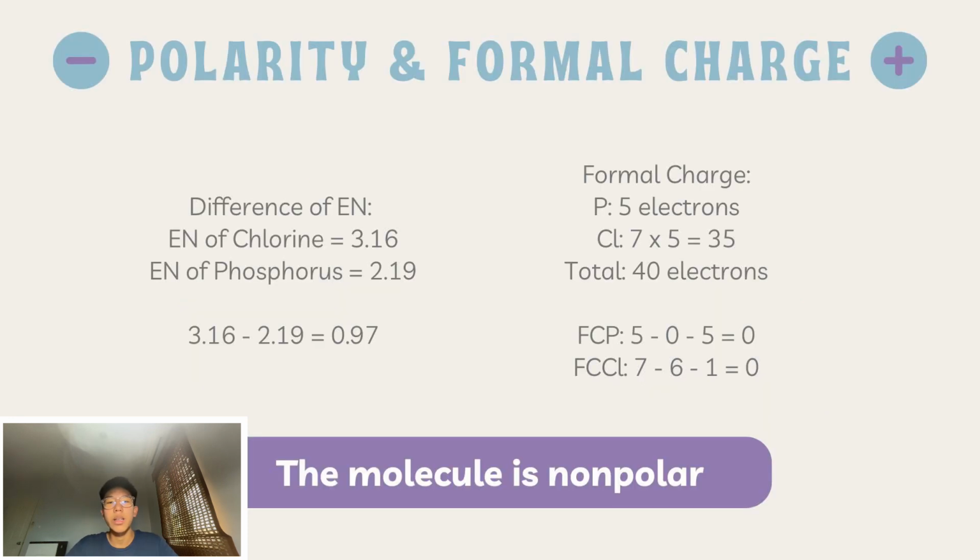Next is the polarity and the formal charge. The difference in electronegativity between chlorine and phosphorus is 0.97. And since the two elements are non-metals, the molecule is nonpolar. The formal charge of this molecule is 0.